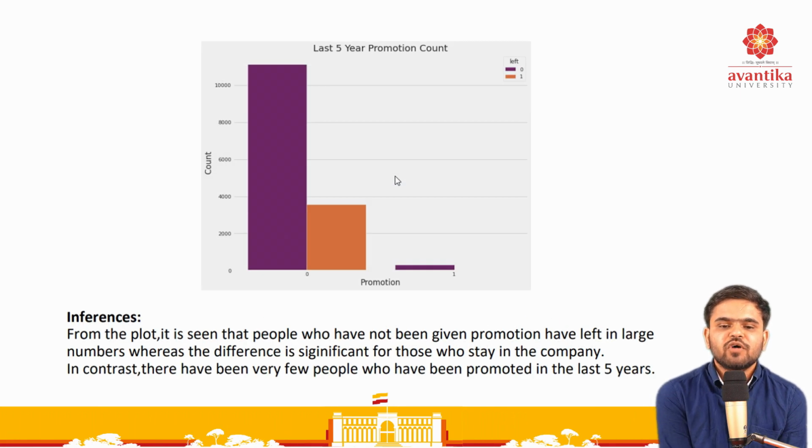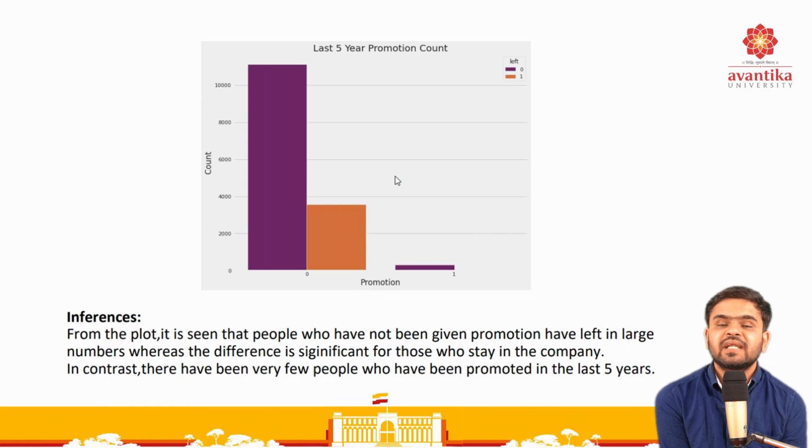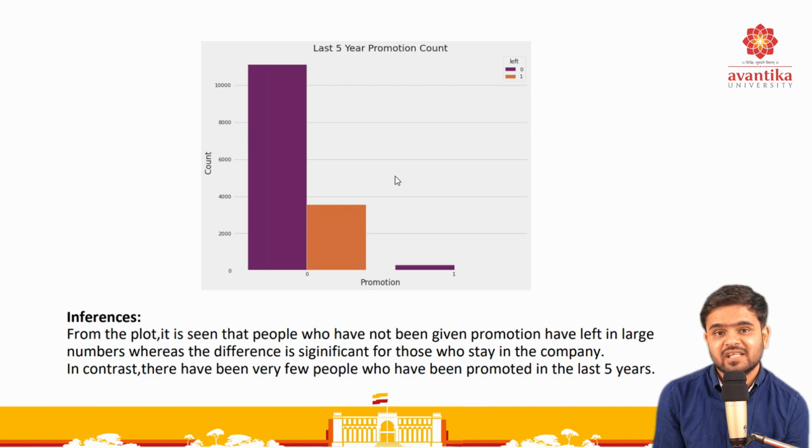So moving forward, here we have one more histogram, or joint bar graph you can say, which has been plotted against the count and the promotion in the past 5 years, showing the promotion trend followed in this organization. From this plot, it is seen that people who have not been rewarded with a promotion have left in large numbers, and the difference is significant compared to those who have stayed back in the company.